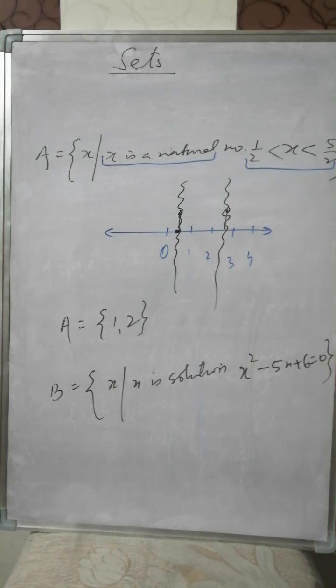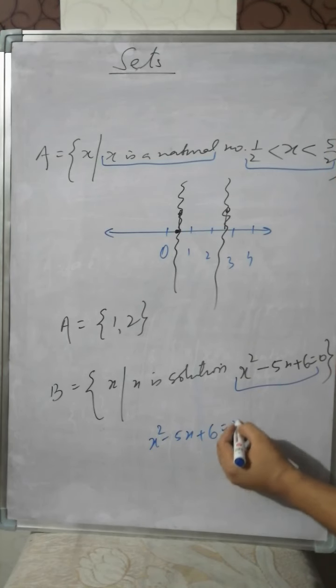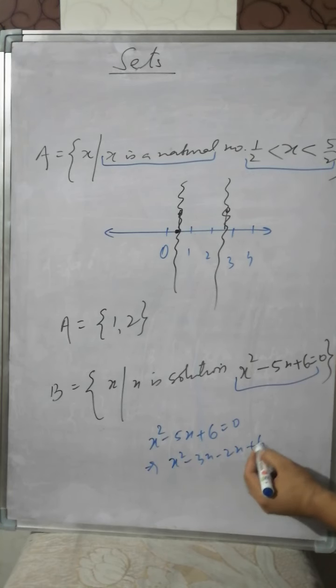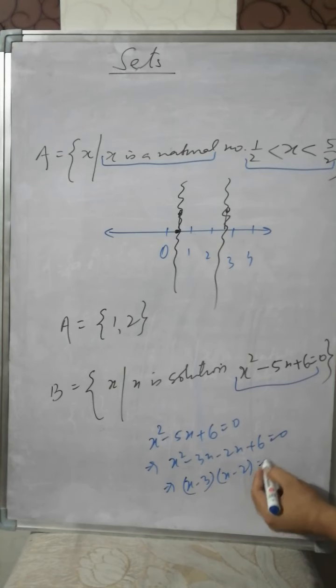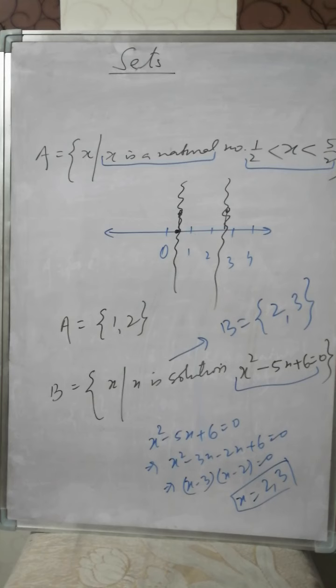So what is x here? The solution of this quadratic equation. When you solve this quadratic equation by splitting the middle term, x squared minus 3x minus 2x plus 6 equals 0. This will give you (x minus 3) into (x minus 2) equal to 0. So what do you get actually? x equals 2 and 3. So the corresponding roster form will be {2, 3}. So this is how you can express the set builder form in the roster form.